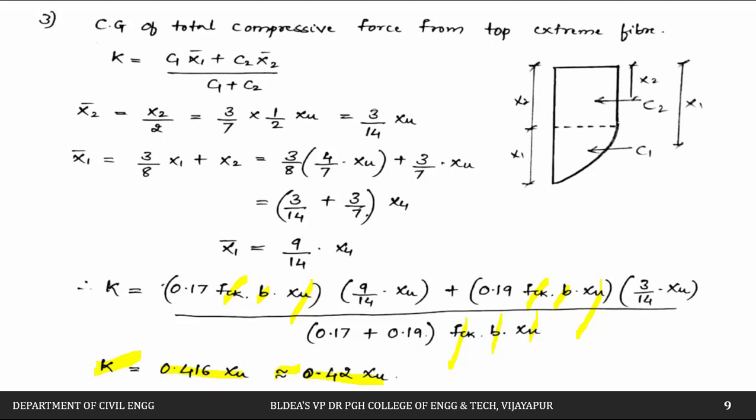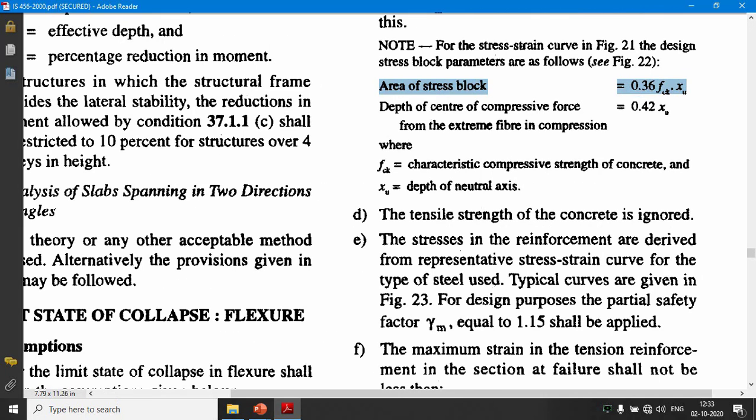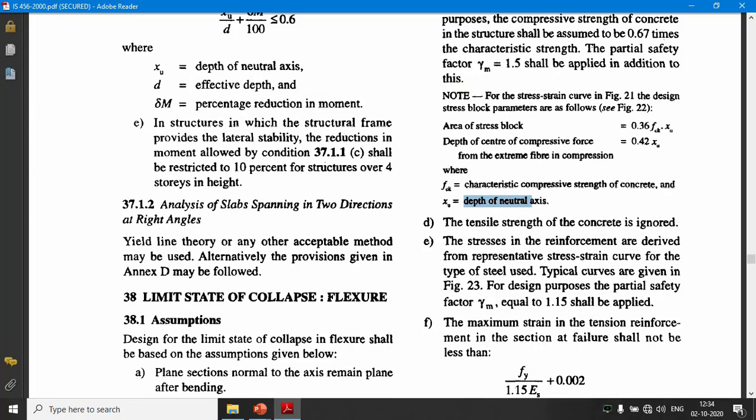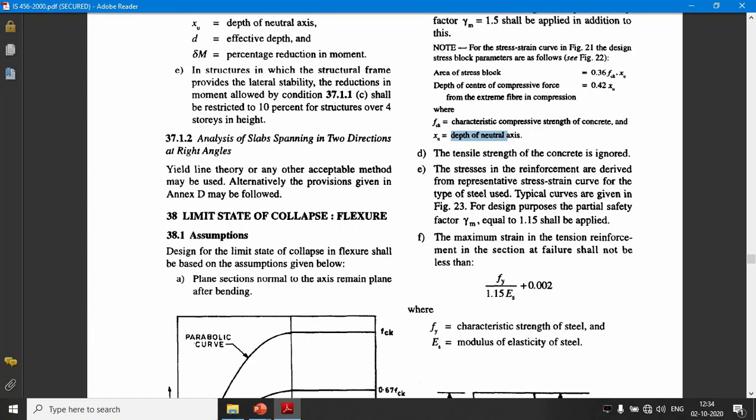So that is approximately 0.42 xu. That means, if you take this figure, the total compressive force C is going to act at a distance of 0.42 of xu. This is given in the code book directly. You can see the depth of the center of the compressive force is going to act at a distance of 0.42 xu, where xu is nothing but the depth of the neutral axis. It is given directly, so this is how it is derived.